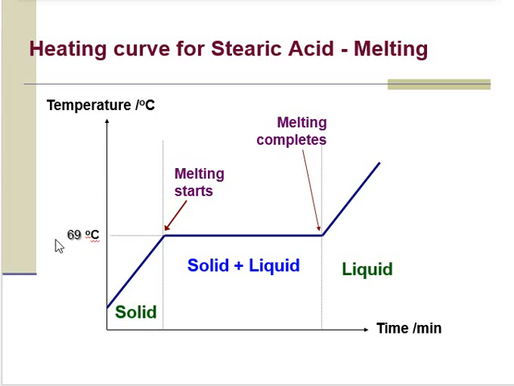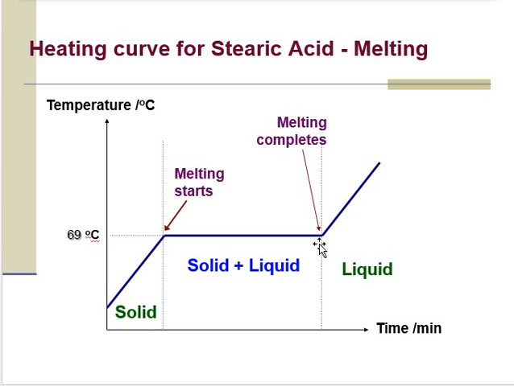Now let's take a look at an example from the previous experiment that I described to you, the experiment on stearic acid. If you take a look specifically at the heating curve of stearic acid, you can see over here it is labeled for part A 69 degrees Celsius. So what you need to know from this graph is that the melting point of stearic acid is at a fixed and sharp temperature of 69 degrees Celsius.